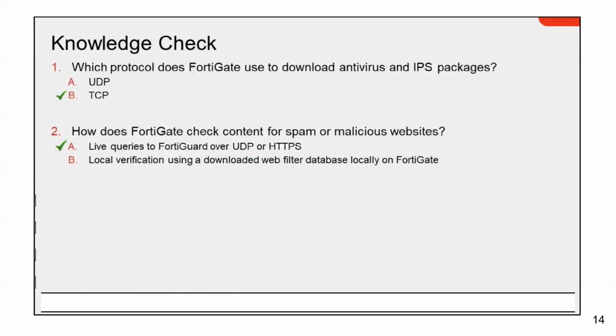Knowledge check. Which protocol does FortiGate use to download antivirus and IPS? It's TCP. Obviously, because the traffic is going to port 443, so it has to be TCP. Common sense. How does FortiGate check content for spam and malicious websites? Live queries to FortiGuard. Anything that needs to be allowed or not, it does a live check first, and then, according to the category that particular website belongs to, it will allow or deny that traffic.